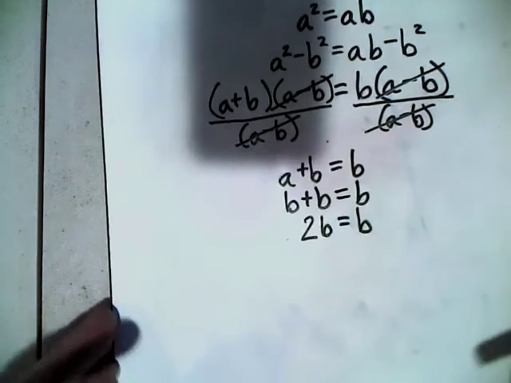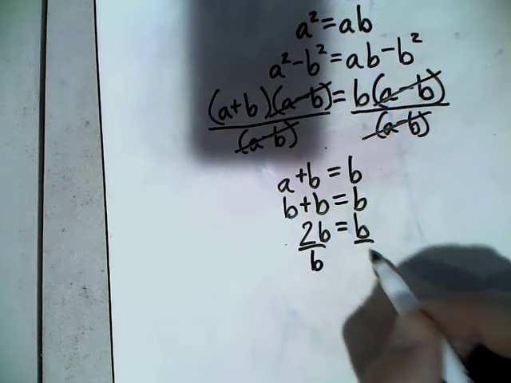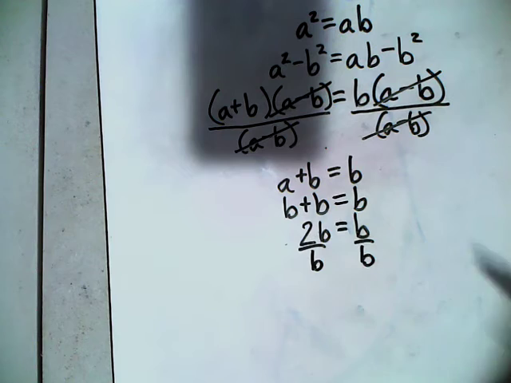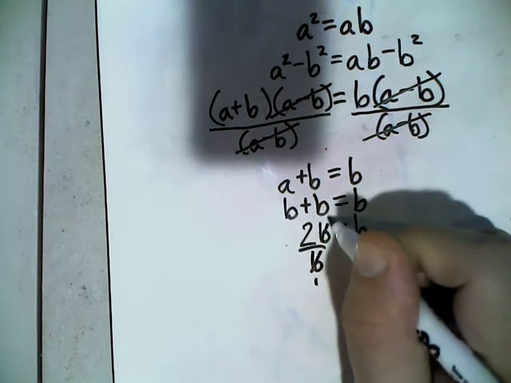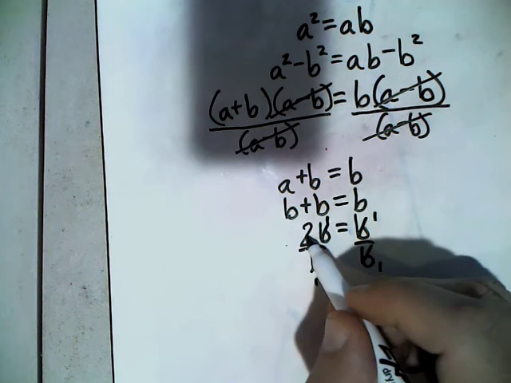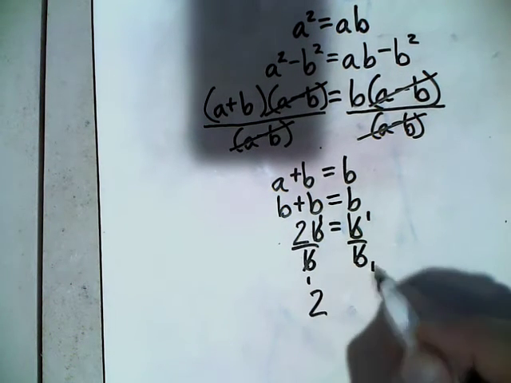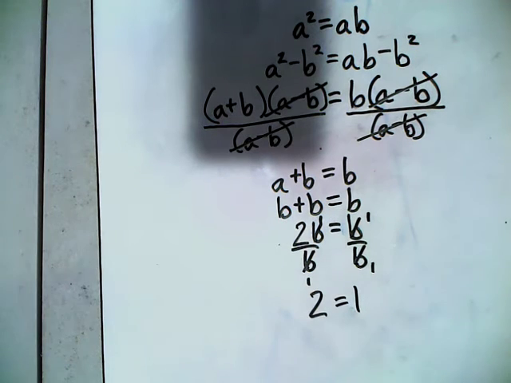Okay. Now I'm going to divide both sides by b. So b and b will cancel and both become 1s. So 2 times 1 divided by 1 is 2, and 1 divided by 1 is 1. Hey, look at that. 2 equals 1. And if you think that's true, boy, do I have a deal for you.